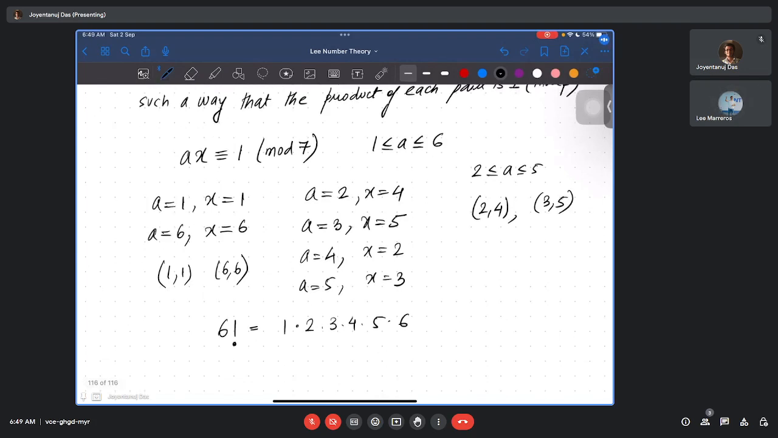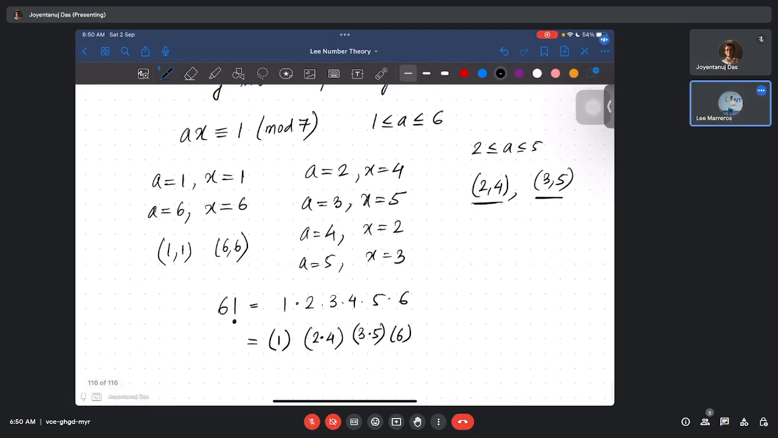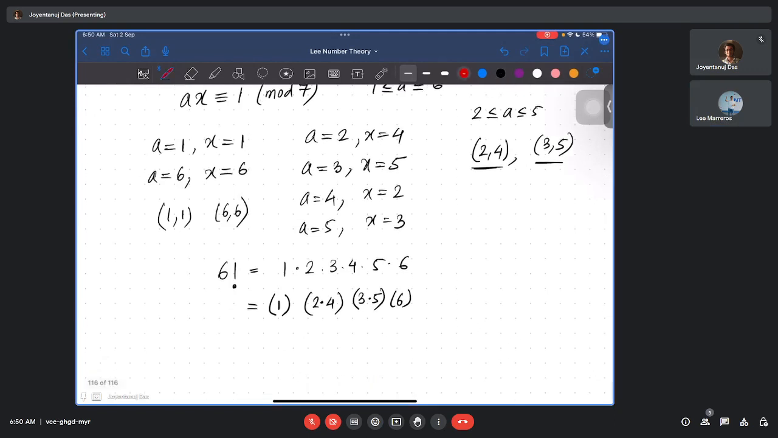So I keep 1 and 6 alone. So 1 and 6 is alone, and I pair up the numbers that we got here. So 2 and 4 I pair up, and 3 and 5 I pair up, right? So now by what you observed, if I take modulo 7, then this becomes 1 and this becomes also 1, right?